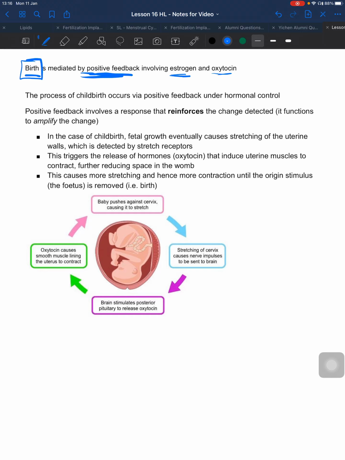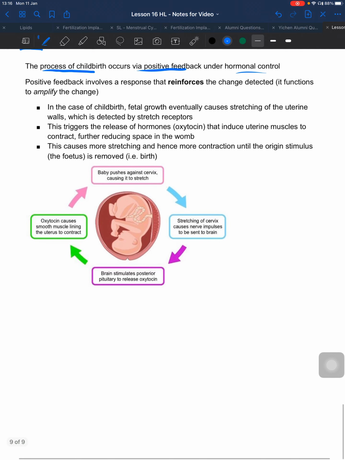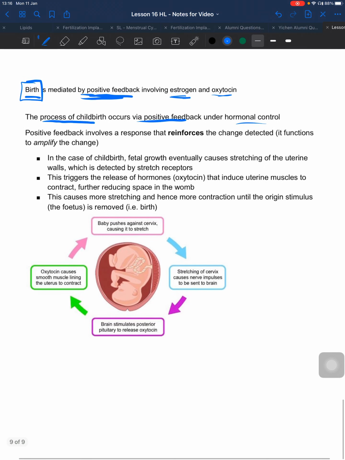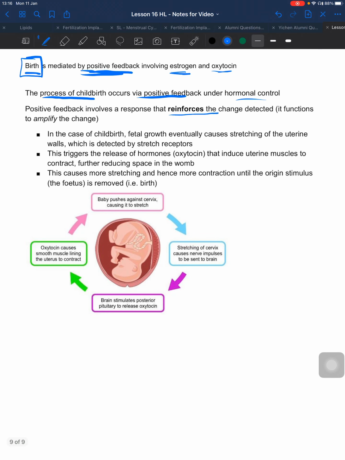So the idea of childbirth is that it occurs via positive feedback under hormonal control. Basically, the idea here is that we reinforce the change detected, right? So positive feedback amplifies that change. And this is a really classic example of positive feedback.